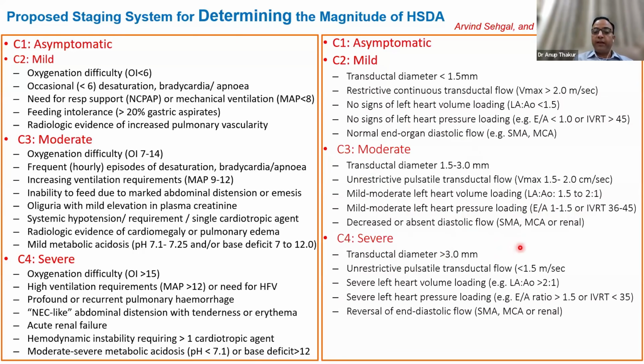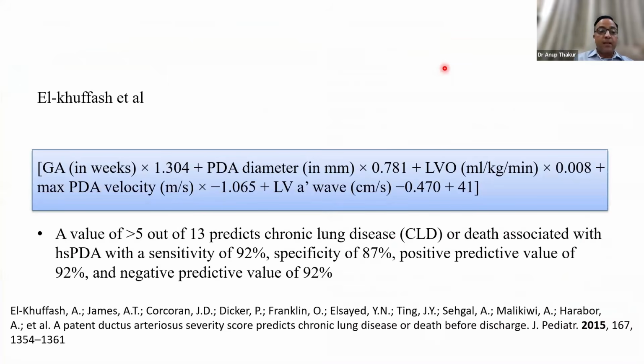The severe is again more than 3, pulsatile transductal flow, low velocity duct, LA aortic ratio more than 2, EA ratio more than 1.5, IVRT less than 35 milliseconds, again could be a severe kind of hsPDA. So there is a staging system, and this is still relevant in today's era when we are talking about which duct to close and which duct to leave in a conservative manner.